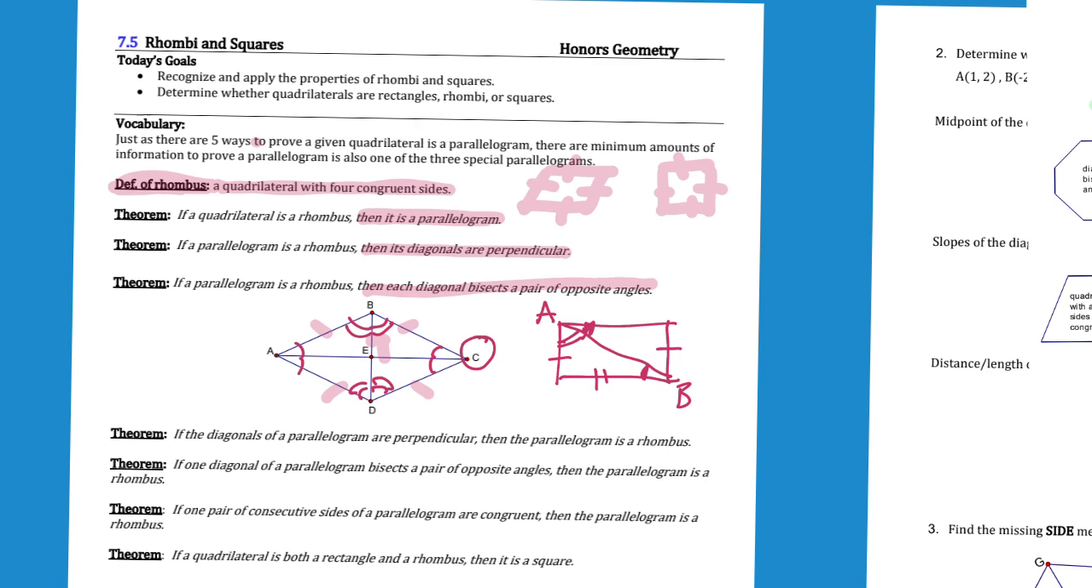Now, let's think about working backwards. How do you show that you have a rhombus? If the diagonals are perpendicular, then you have a rhombus. If the diagonals bisect opposite angles, then you have a rhombus. If a parallelogram has consecutive sides congruent, then it's a rhombus.